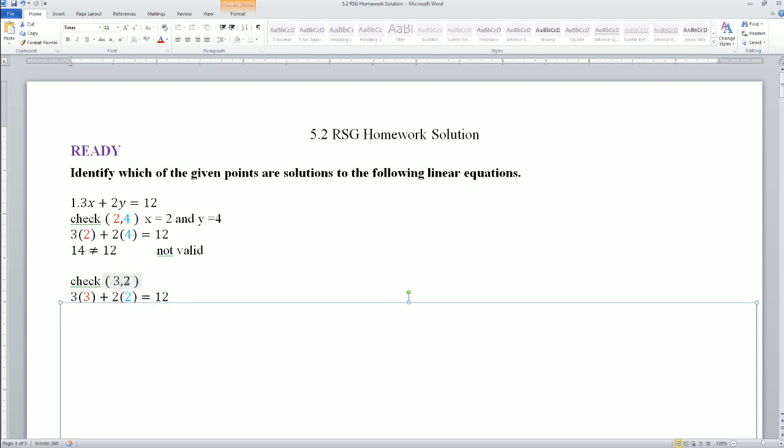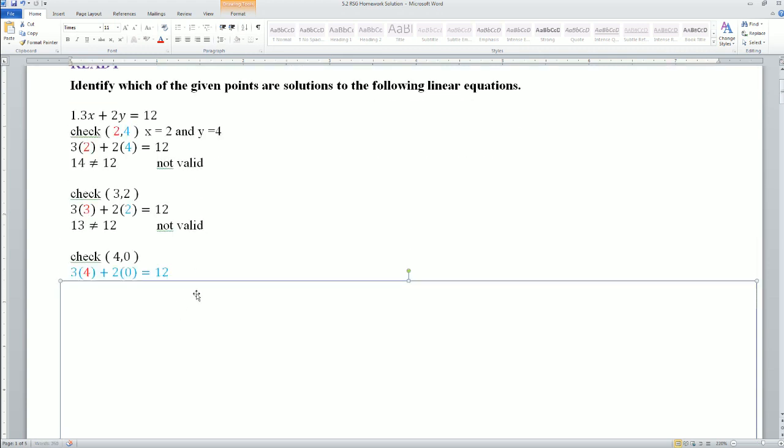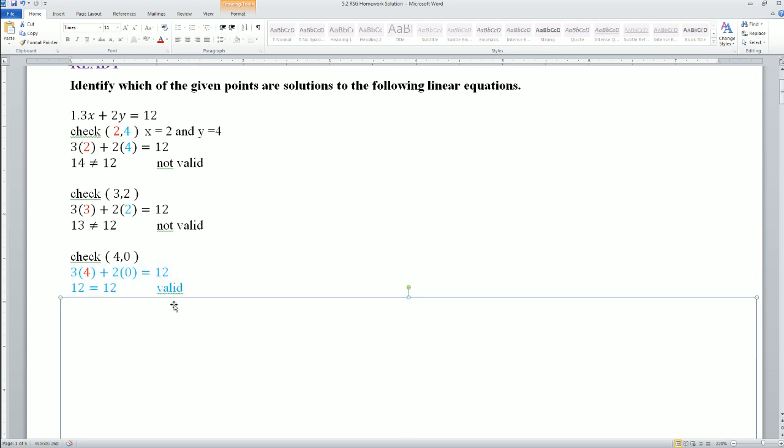Next one, check 3 comma 2. 3 goes in for x, 2 goes in for y. 3 times 3 is 9, plus 2 times 2, which is 4. 9 plus 4 is 13, which is not equal to 12, so that's not a valid answer. Next, check 4 comma 0. 3 times 4 is 12, plus 2 times 0 is 0. So 12 equals 12, that's a valid answer.